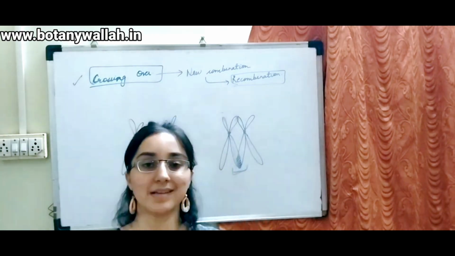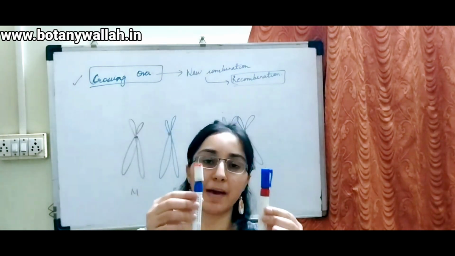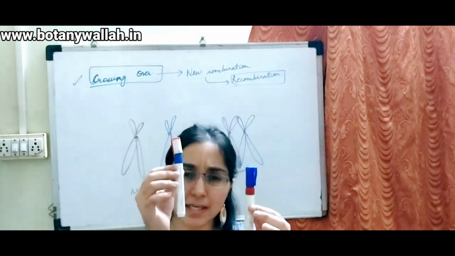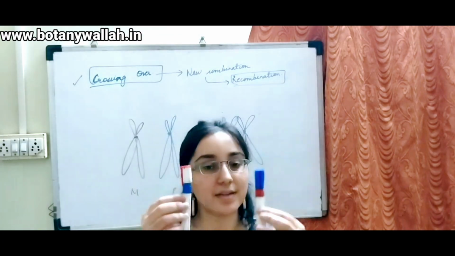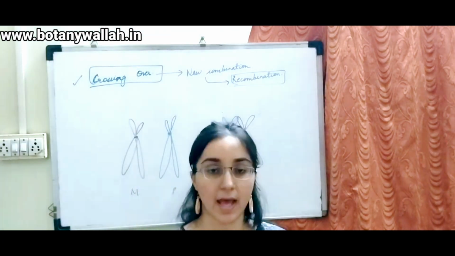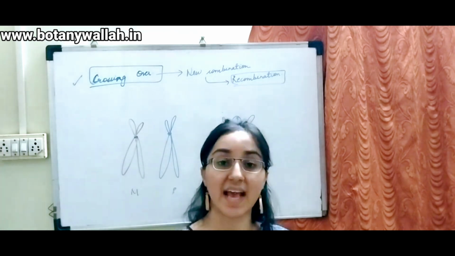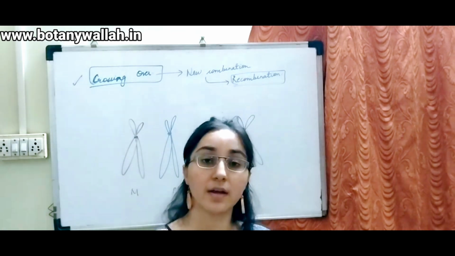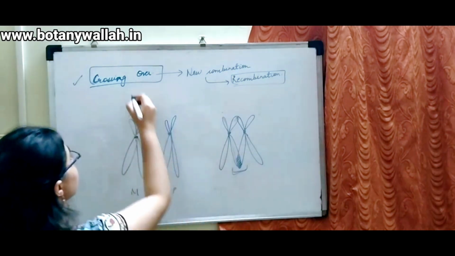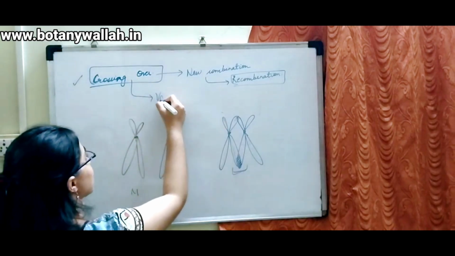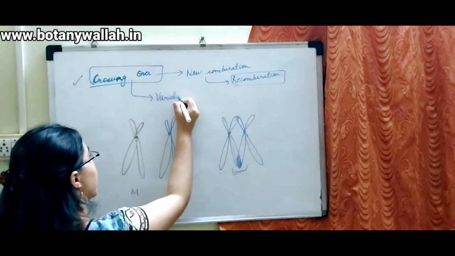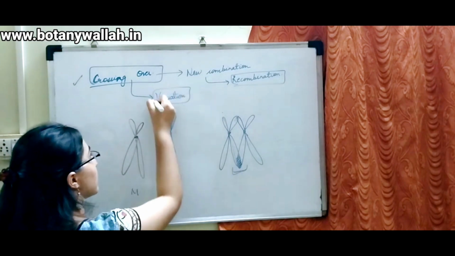Same way, the chromosome parts of paternal and maternal exchange a little part, not the full chromosome. Then it is known as crossing over. And it is very essential, I must say, for variation. So this brings variation. Now what is variation?